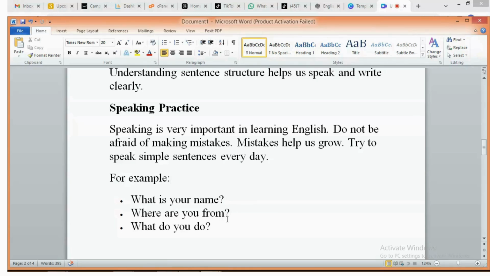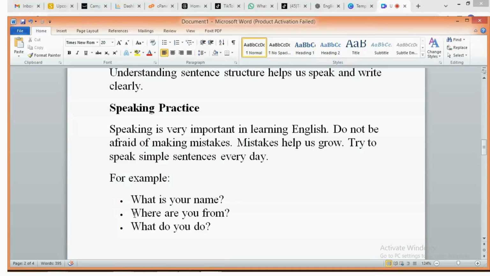Where are you from? Repeat. Where are you from? What do you do? Repeat after me. What do you do? Repeat after me. What is your name? Where are you from? What do you do?